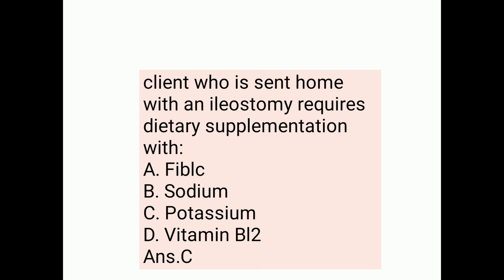Next question. Client who is sent home with an ileostomy requires dietary supplementation with. Options: fiber, sodium, potassium, vitamin B12. The answer is option C, potassium.